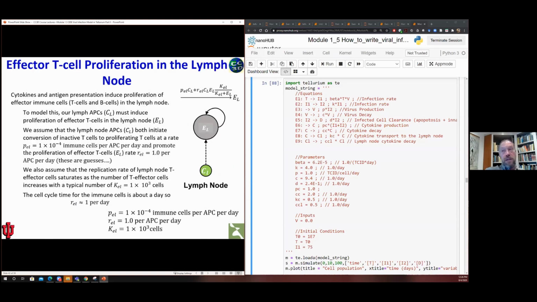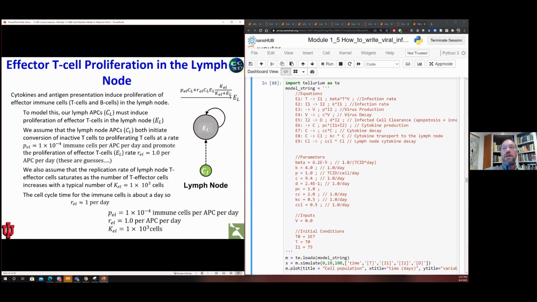But now something more interesting happens, which is those antigen-presenting cells in the lymph node, that CL, causes the T cells that exist in the lymph node to go out of their quiescent state and to start proliferating. And so we're now going to add a model for T cells in the lymph node, and these T cells are going to replicate. And there's going to be a pair of components here. The antigen-presenting cells are going to promote the activation of T cells at a rate CL times PEL. We're going to assume there's essentially a limitless reservoir of possible cells to activate.